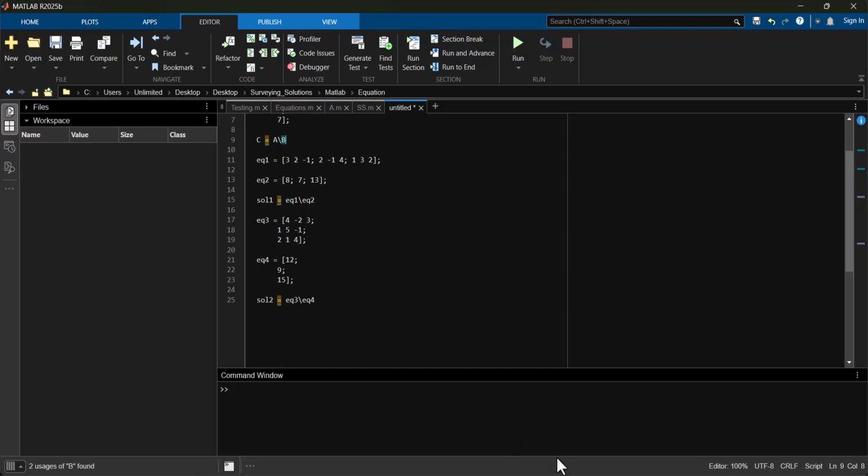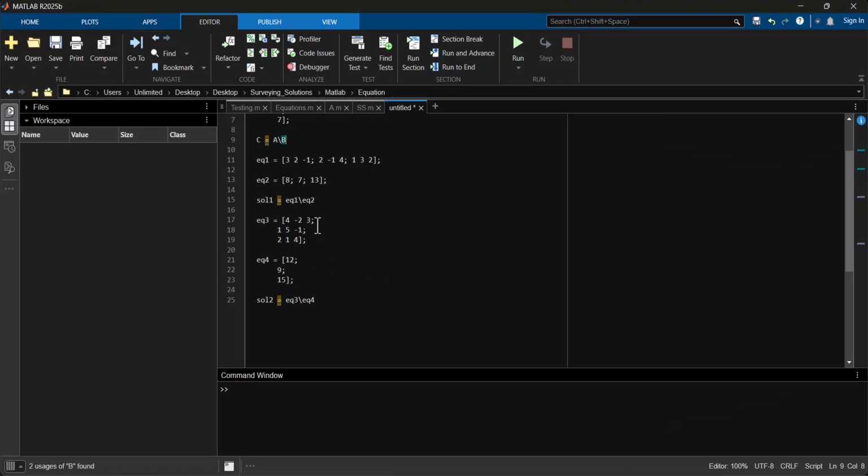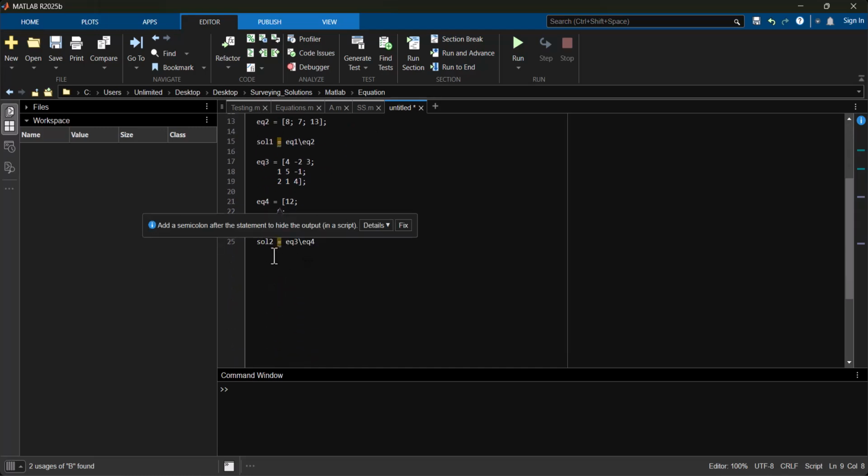coefficients 4, minus 2, 3. We have 4, minus 2, 3, and then we also have all the constants. So now we have said that each of the equations should be stored. The first one will be stored as C, the second one will be stored as solution 1, and the third one will be stored as solution 2.